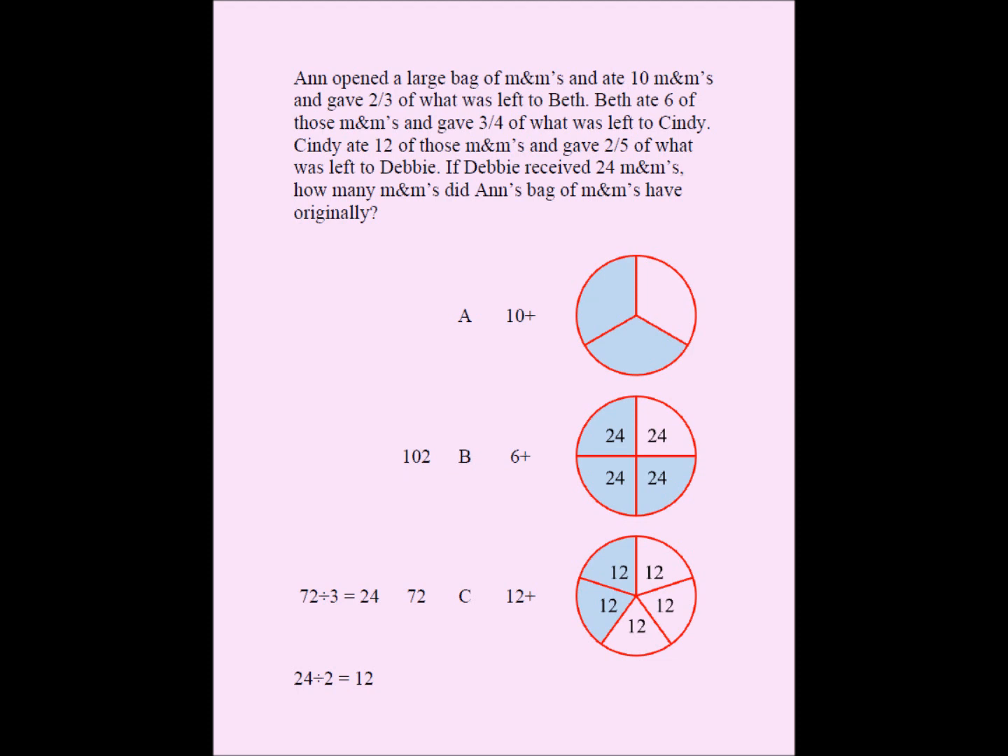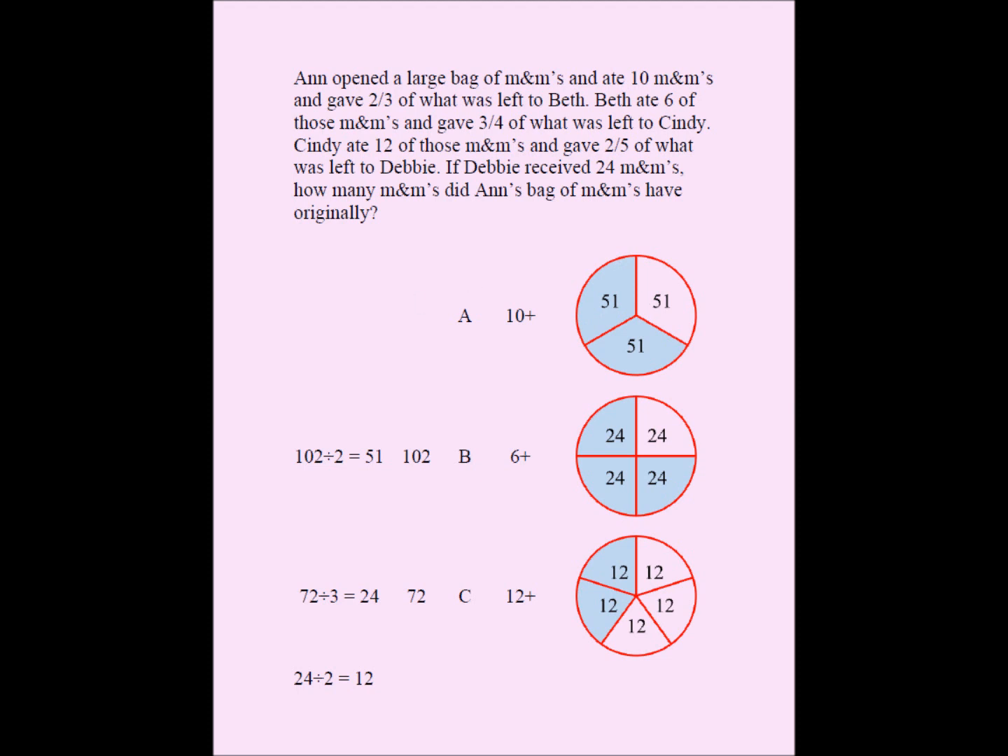So we take Beth's 102 M&Ms divided by 2, because there are two parts, and I get 51. So each part has to be 51. So we put 51 here, 51 here. This has to be 51 as well. And now we're almost done.